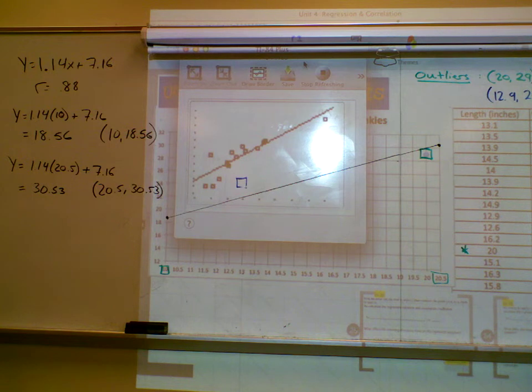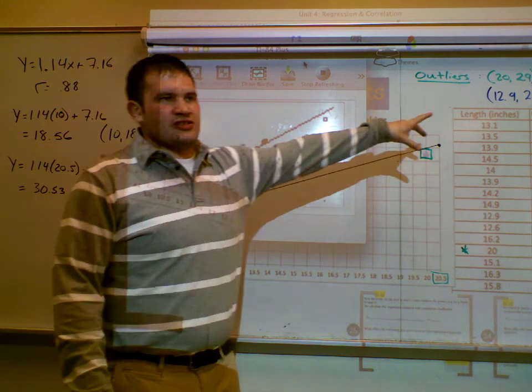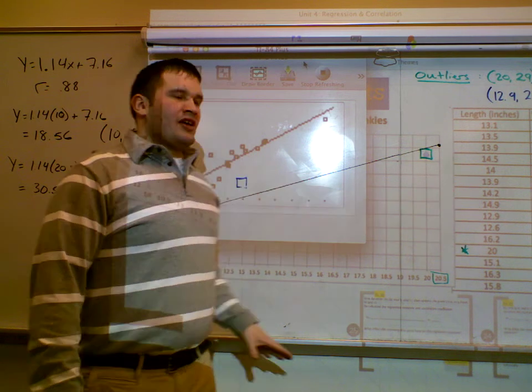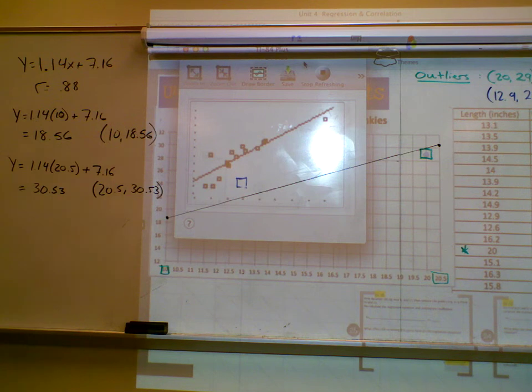And guess what it put on my graph now? I have the dots made from list 1 and list 2, right? And I have the regression line. So if you're one who doesn't want to draw lines, you can do that as well. Right? Does that make sense?